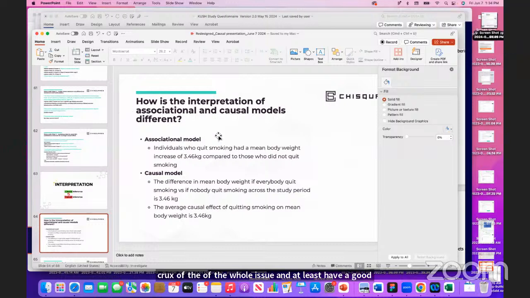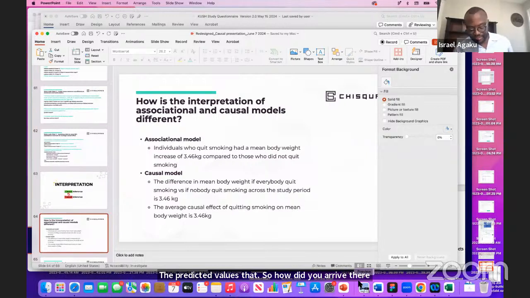So, questions? The predicted values: Dr. Agaku, how did you arrive there? You just write a code. Was there a formula? No, you predict from your regression. You use your software. You can only predict if you have fit a regression model. The whole point of regression is to generate predictions. That's why we do regression. We regress so that we can generate predictions. So you can get that from the code. You write that in your code.